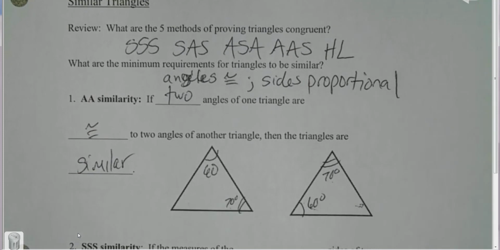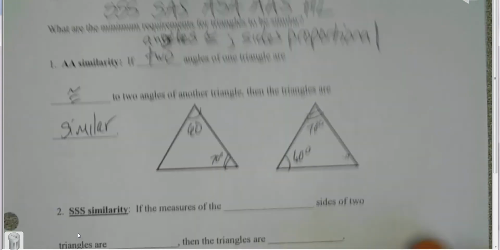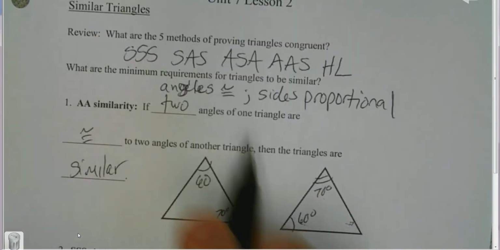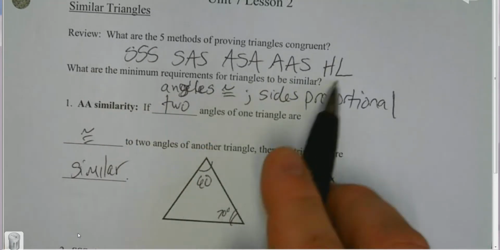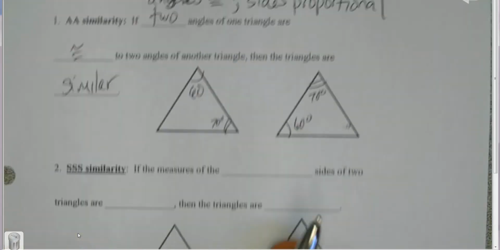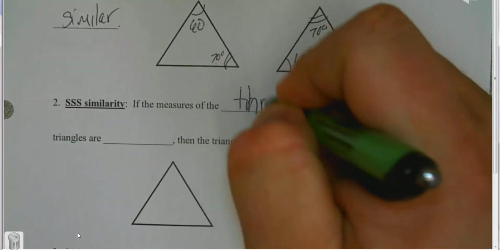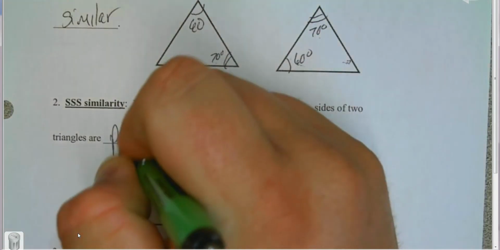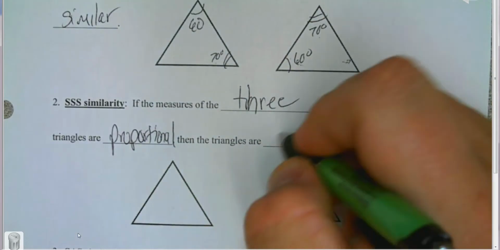Now, what also makes similarity really cool and easy is because it's more direct. There's not a whole lot of guessing, like angle side angle and angle side angle, where we're giving you guys problems up here, and so did hypotenuse leg. But in similarity, we have angle, and then we have side, side, side. If the measures of the 3 sides of 2 triangles are proportional, then the triangles are similar.